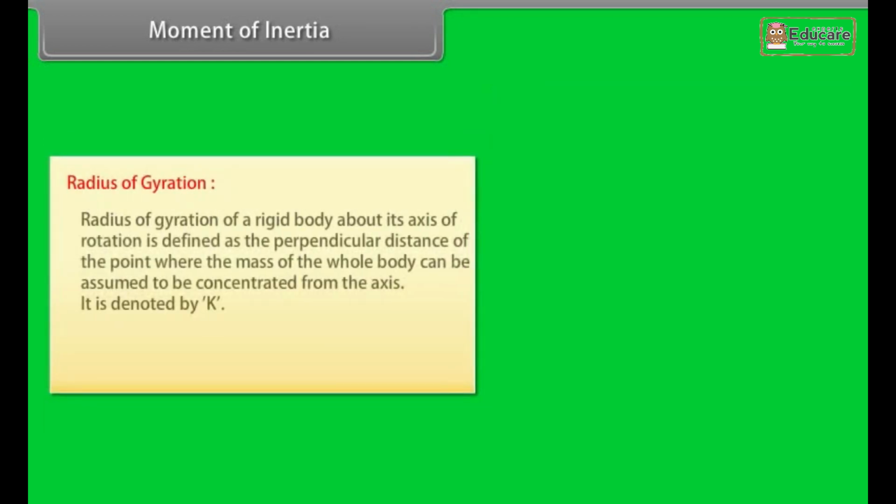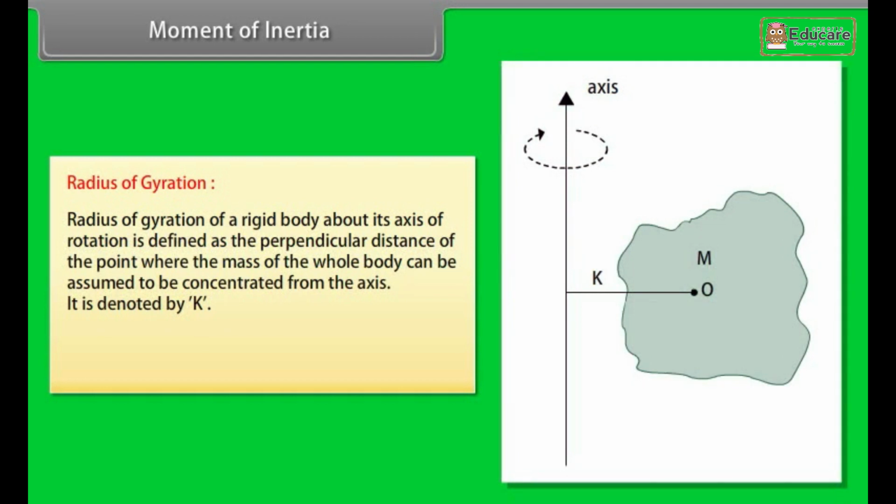Radius of gyration of a rigid body about its axis of rotation is defined as the perpendicular distance of the point where the mass of the whole body can be assumed to be concentrated from the axis.